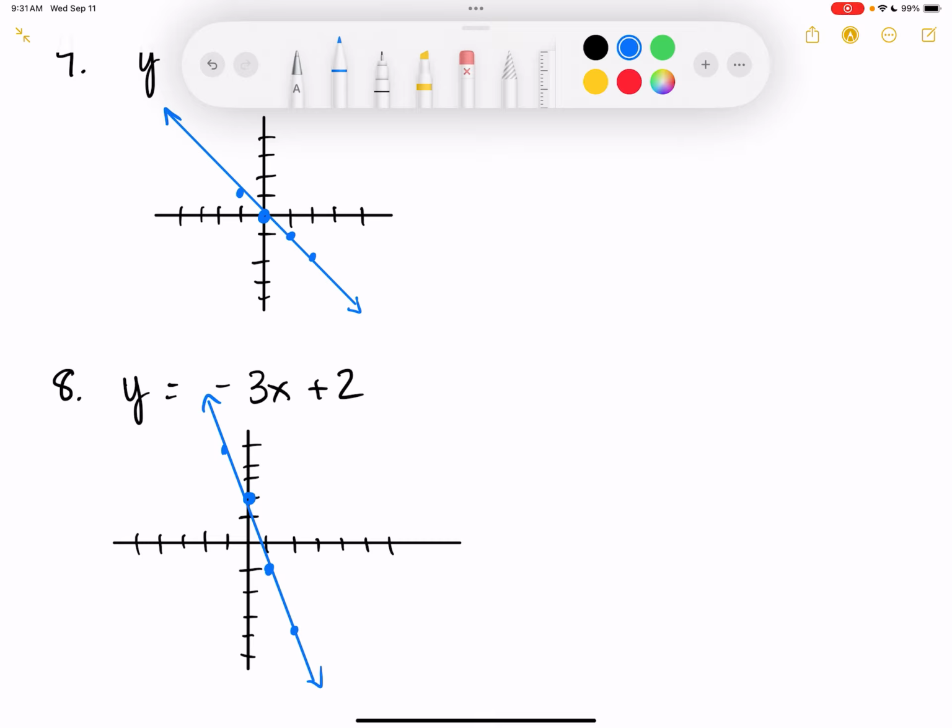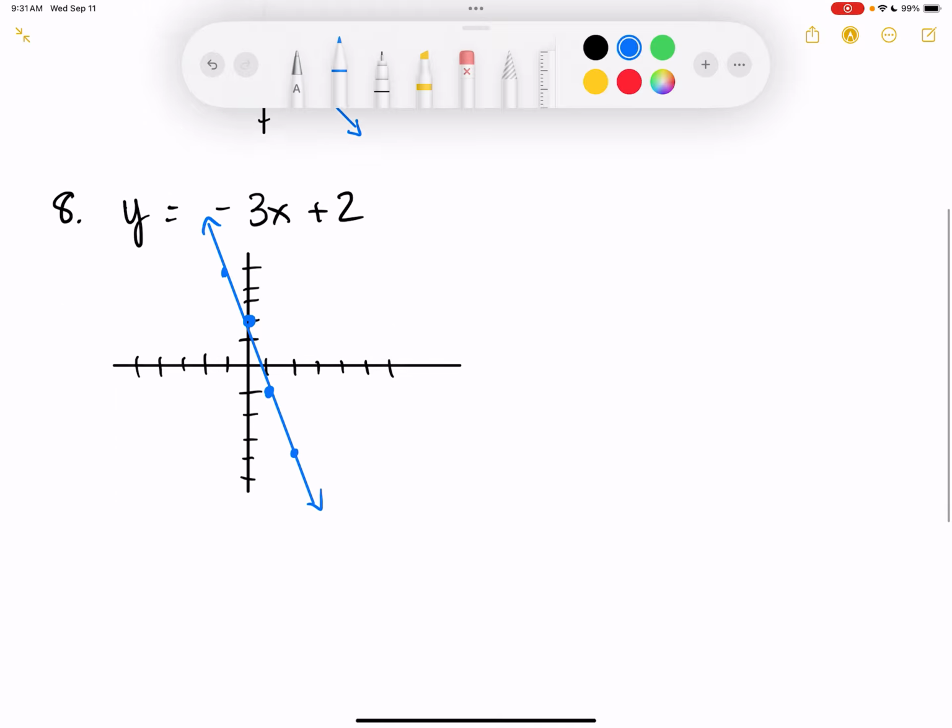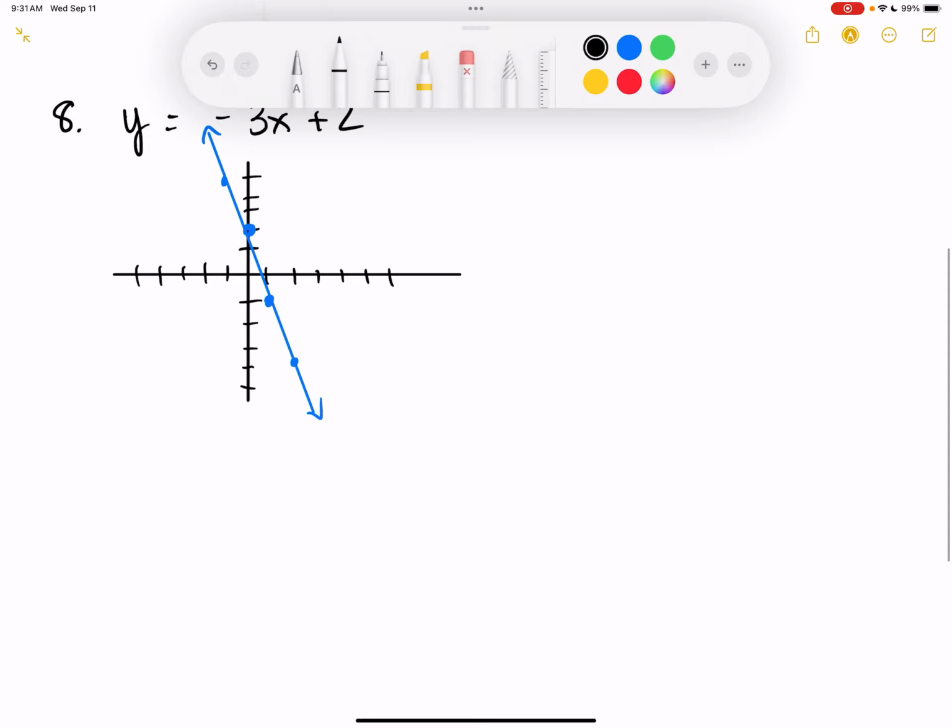I'm not looking for graphs to be perfect. Don't feel like you need to get a ruler out or anything. I mean, don't make it a drastic curve, but if it's not a perfect line, that's okay. 12. y equals 3x minus 4.